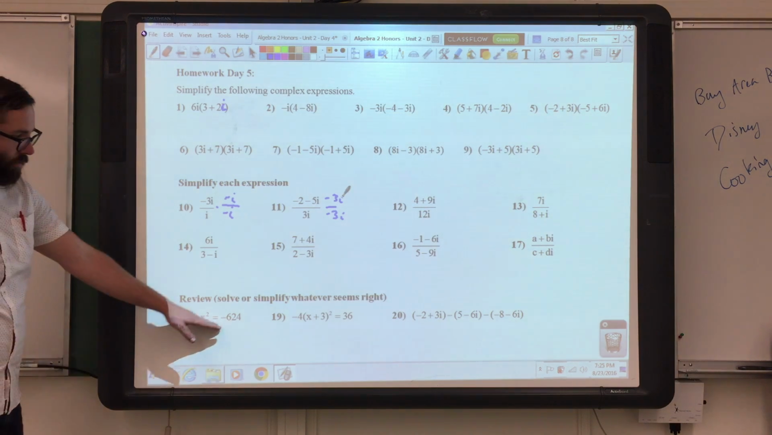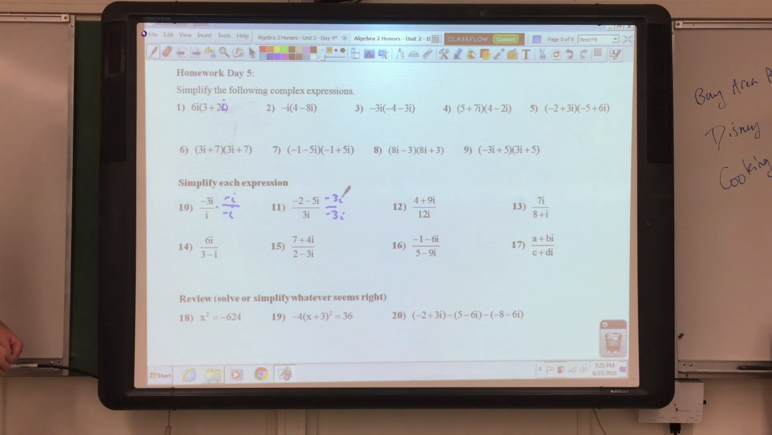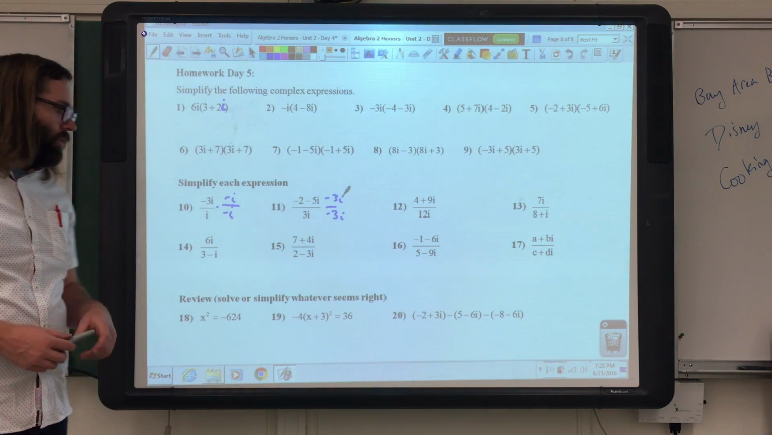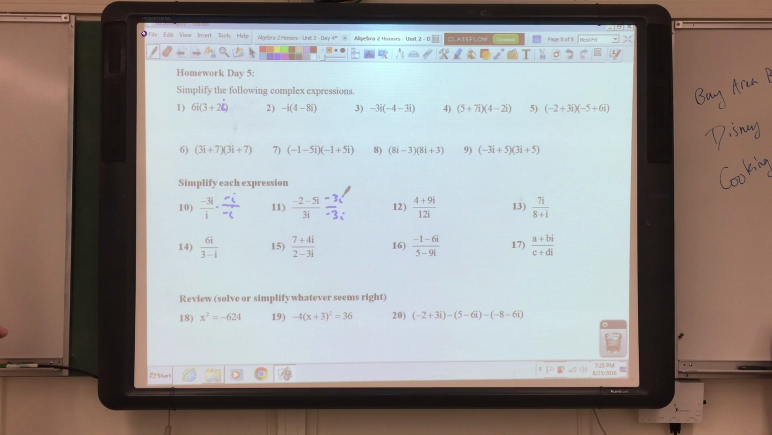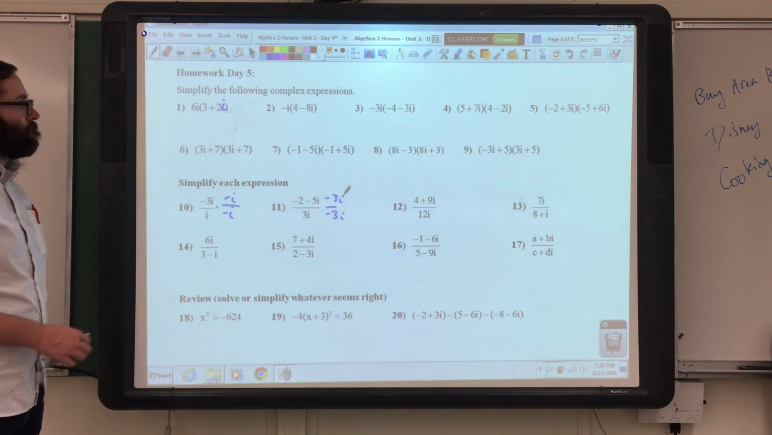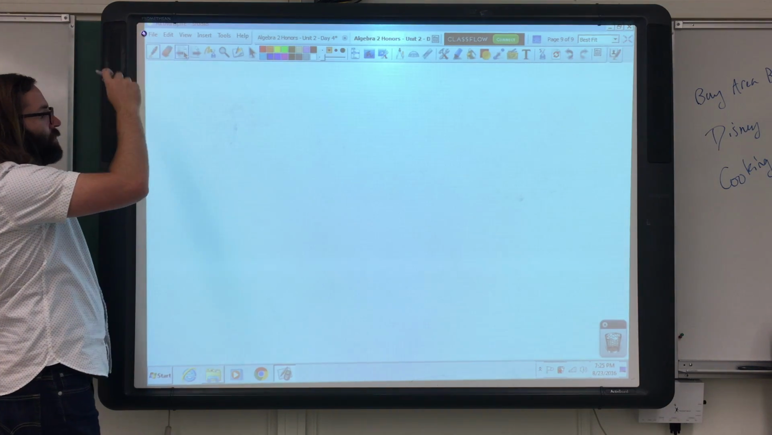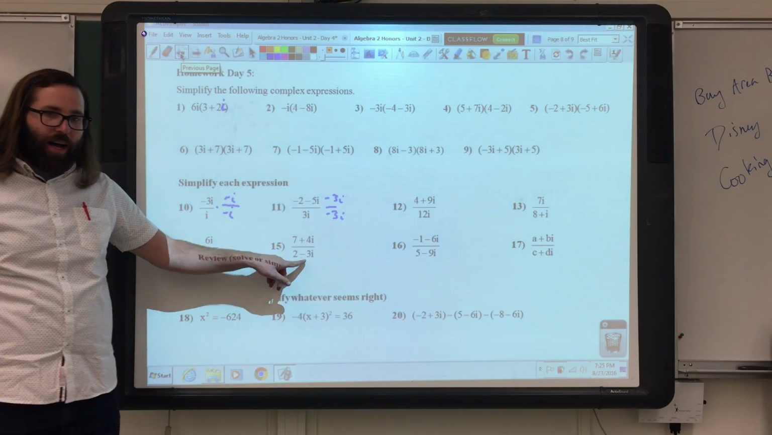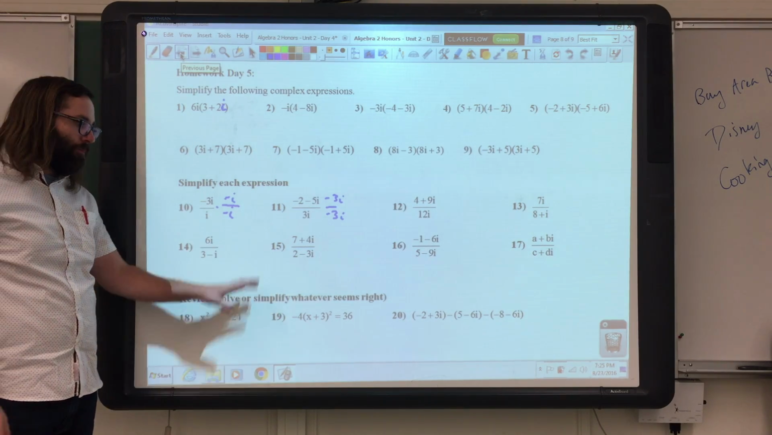And then a little review. Simplify it. Solve it. And just remember, complex conjugate. Just change the opposite of the complex part, not both parts.